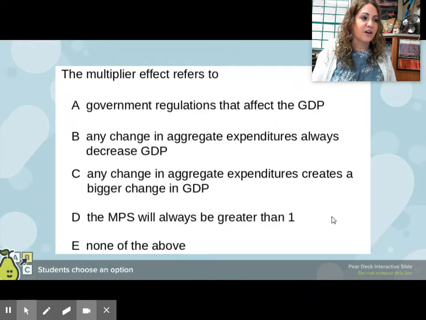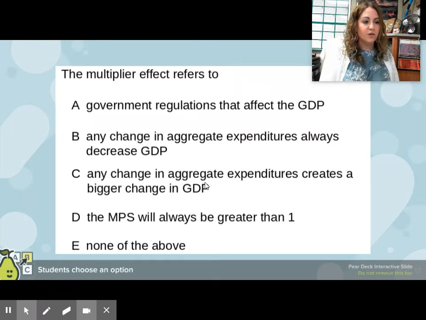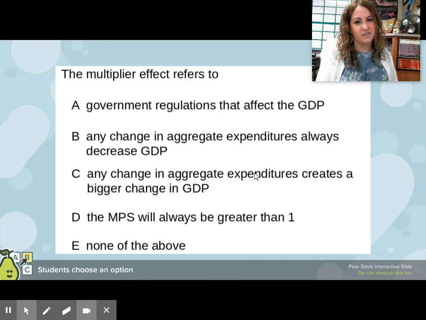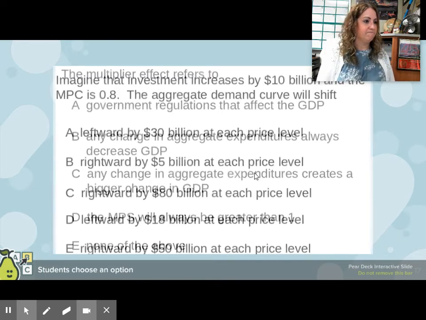The multiplier effect refers to what? Okay, I gave you some time to answer the question. The multiplier effect refers to any change in aggregate expenditures creating a bigger change in GDP. Aggregate expenditures means total spending, which is another way to say aggregate demand. So be familiar with aggregate expenditures. It's just a different way to say aggregate demand.